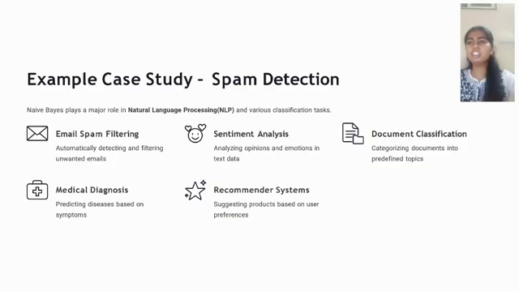Example case study. Let's look at another real-world example, sentiment analysis. In this case, Naive Bayes is trained on a dataset of movie reviews labeled as positive or negative. Each word in a review is treated as a feature. The model learns how often certain words appear in positive and negative reviews. When a new review comes in, the algorithm calculates the probabilities for both classes, positive and negative. It predicts the class with higher probability. This approach allows Naive Bayes to quickly and accurately determine the sentiment behind a piece of text.